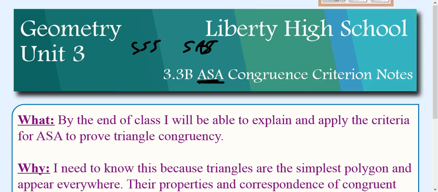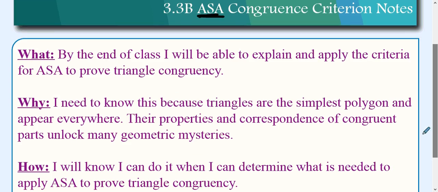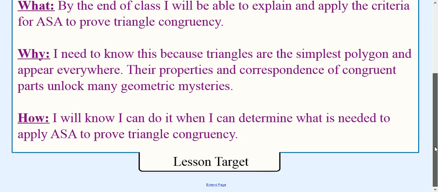So by the end of class, you'll be able to explain angle, side, angle, and use it to prove triangles are congruent. You need to know it because proofs are a huge part of what we're doing in geometry, especially in this unit. And then bigger than that, proofs just deepen your logical thinking and sequential thinking. And you'll know you have it when you can determine when you have what you need so you can apply ASA.